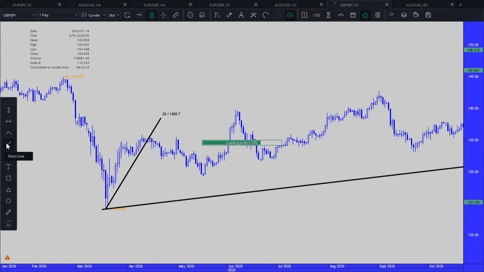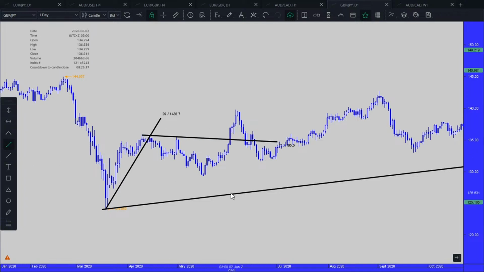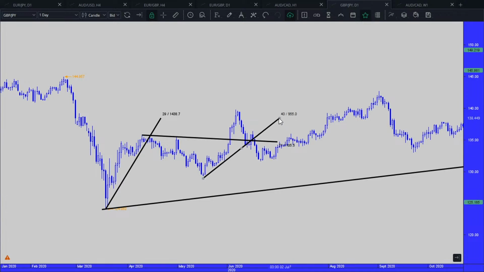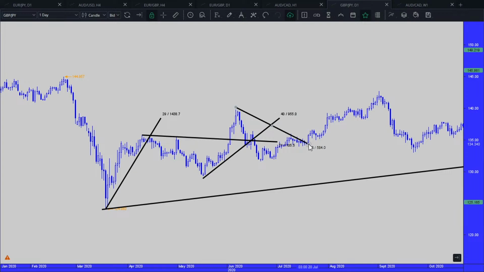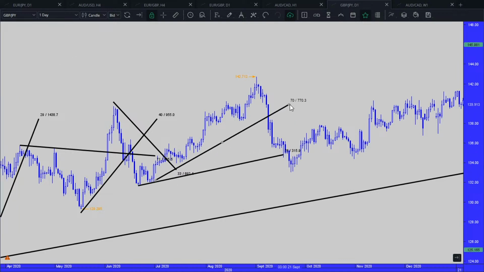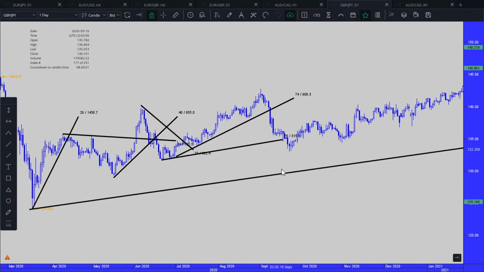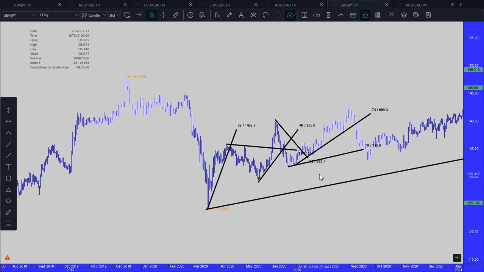Uptrend was making higher highs, higher lows. Downtrend was making lower lows, lower highs. Uptrend was making higher highs, higher lows. Downtrend was making lower lows, lower highs. Uptrend, yes, if you want, you have more, right? You have the medium term higher highs, higher lows. Okay, this is just an example.